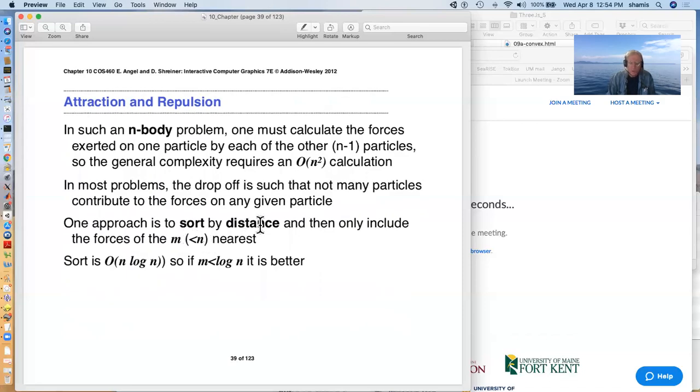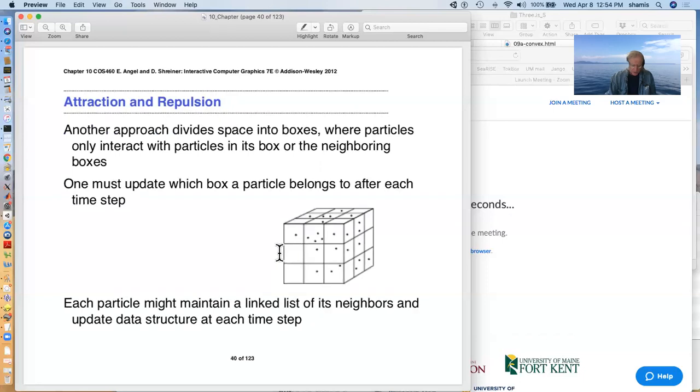One approach is to sort them by distance and then only include the force of the m nearest ones. Since sorting is n log n, if m, the number that you're going to use, is less than log of n, the total number of particles, then sorting all your particles by distance and only using the m closest is one approach. Another is to put all the particles in different boxes, update which box a particle belongs to, and only calculate the forces between the particles in your box and its surrounding boxes. So that eliminates a lot of the far away particles.